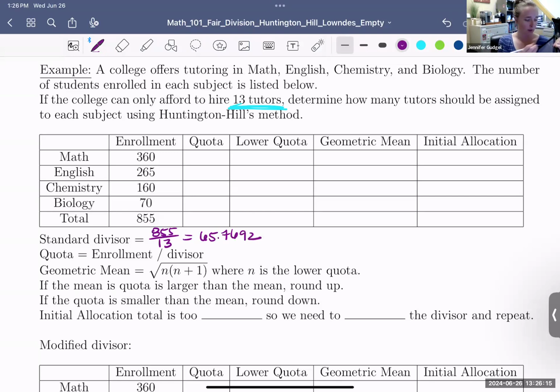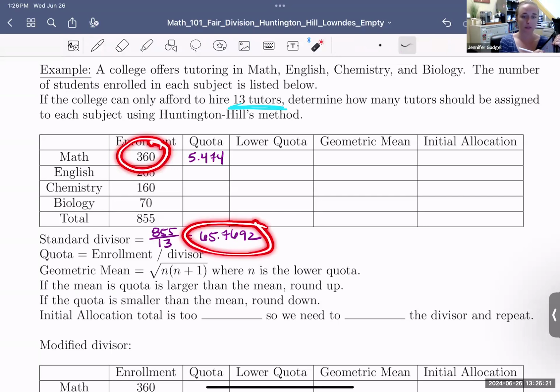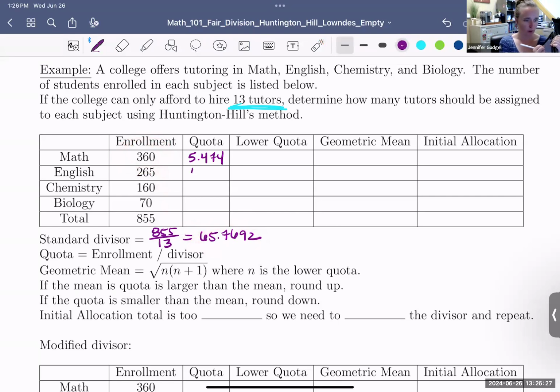We use that to find all of our quotas. So 5.474 is from the enrollment divided by the divisor. We're going to do that on all of these. 5.474, 4.029, 2.433, and 1.064. So we get the lower quotas of 5, 4, 2, and 1. Those are just the cutoff values.